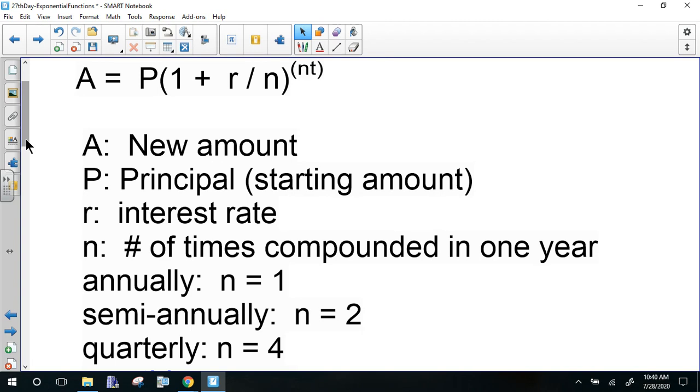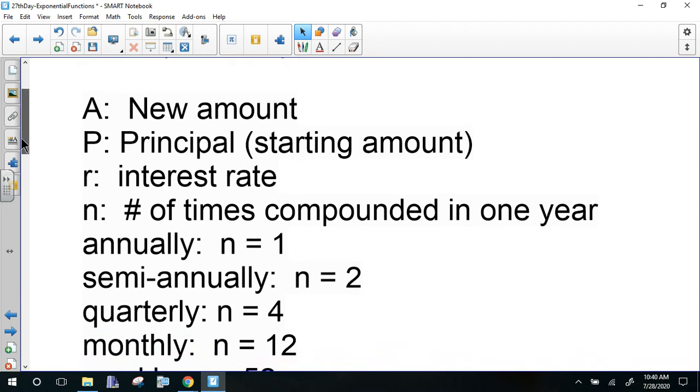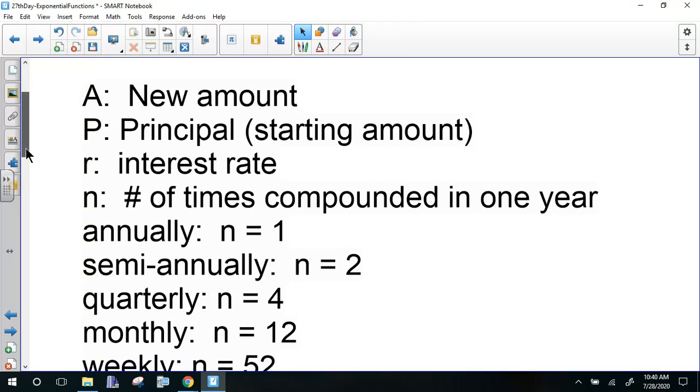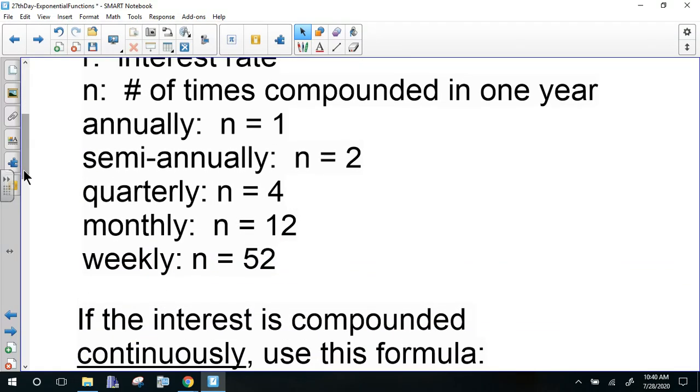So, run through what the letters mean. A is the new amount, P is the starting amount, R is the interest rate, N is the number of times compounded in 1 year. You can compound it annually, and that's 1 time a year. That's N equals 1. Twice a year would be N equals 2. Quarterly, 4 times a year, is N equals 4. Monthly, there's 12 months in a year, so N would equal 12.